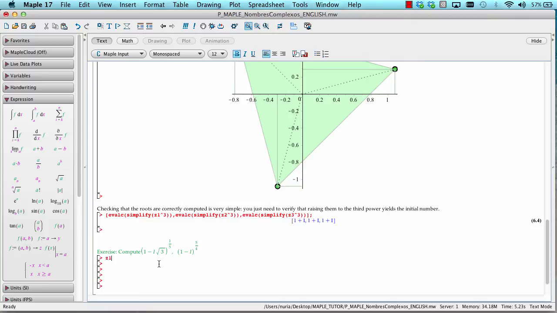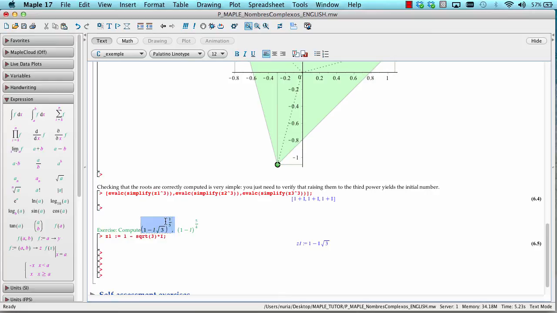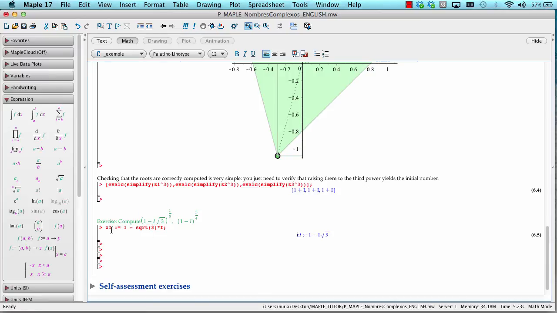Okay, so the initial number we are given is 1 minus square root of 3 times i. And we are asked to compute the 5th order root. Sorry, let's put Z here.